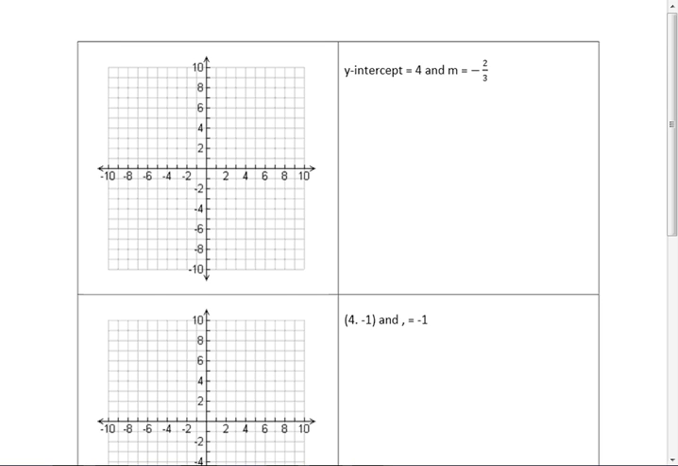I'm just kind of waiting for people. Are you ahead of me? Are you ahead? We're doing 4, the top one. Did you do the top one? Oh. And the slope is a negative 2/3. Go to the head of the class. Good job.